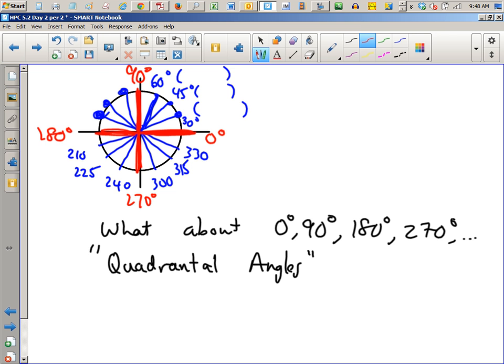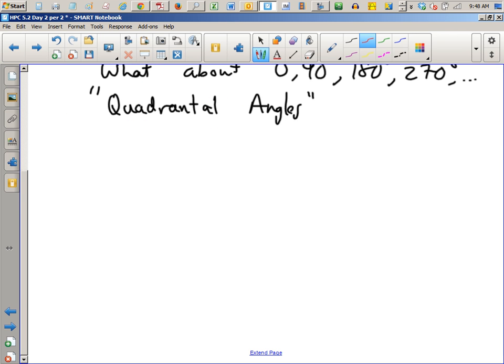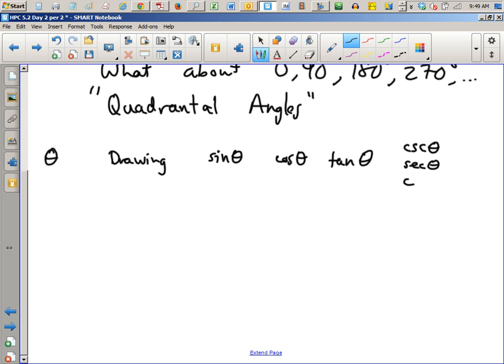All right, so let's go ahead and continue our table. If you did not do the 210 through 330 yet, you need to leave some space. Or just make this an entirely separate table. So we have theta, remember? And we have drawing. And we have sine, cosine, and tan. And then we have the 3 reciprocal functions, cosecant, secant, cotangent.